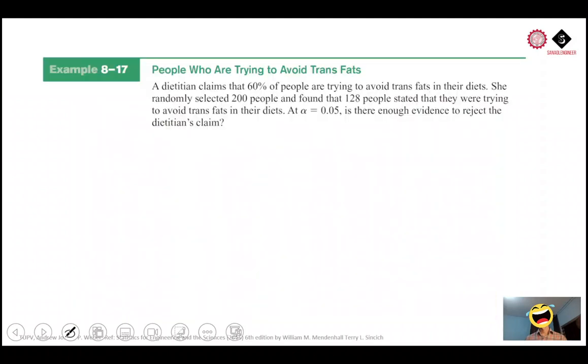For example, a dietitian claims that 60% of people are trying to avoid trans fats in their diets. So that's the null hypothesis. That's a proportion, not a mean, so p is 0.6. She randomly selected 200 people and found that 128 people stated that they were trying to avoid trans fats in their diets.